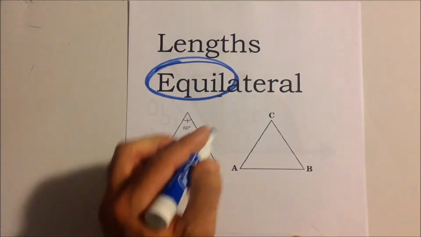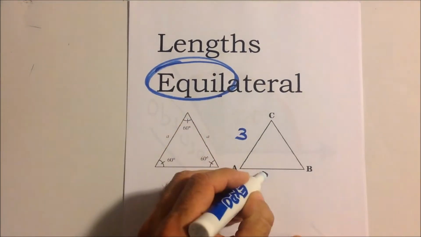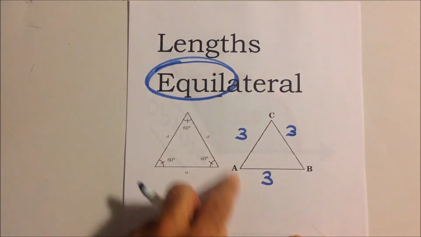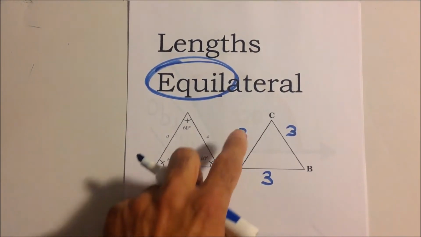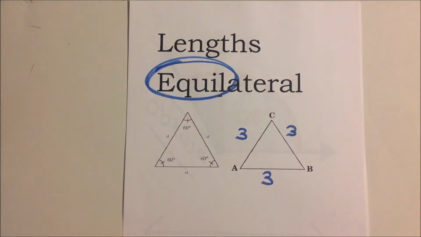Equilateral triangles have the same length. So let's say this was 3, 3, 3. They have the same lengths. Let's say this was 3 centimeters or whatever. They have the same lengths. That's why it's called equilateral.